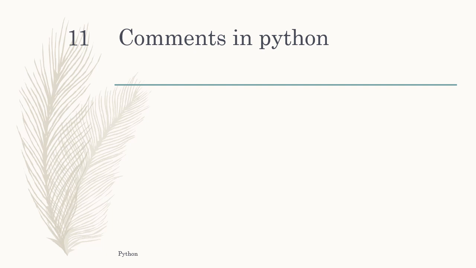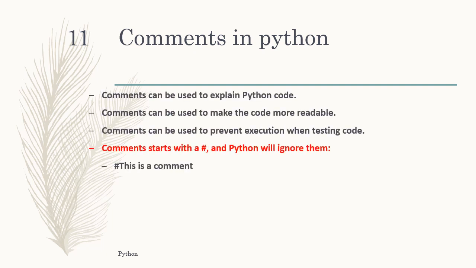How can we add comments in Python? Comments can be used to explain Python code. Comments can be used to make the code more readable. Comments can be used to prevent execution when testing code. Comments in Python always start with a hash, and Python will ignore them. An example for a comment is given below.